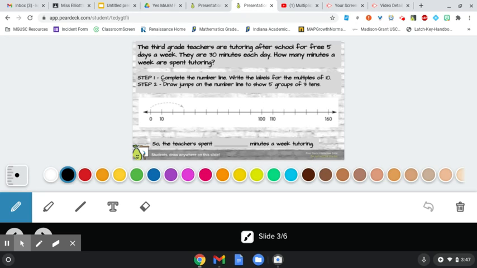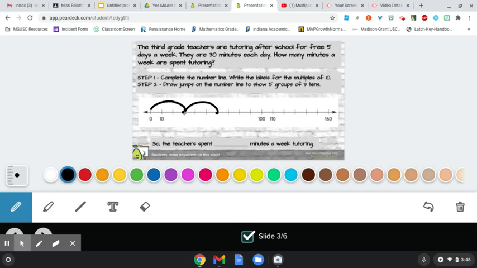Step 1, complete the number line. Write the labels for the multiples of 10. Then it says draw jumps on the number line to show 5 groups of 3 tens. In order to show 5 groups of 3 tens, one group is going to be 3 tens. Oops, that's not right. I'm just making mistakes left and right. I'm going to go 0, 10, 20, and here is 30. So that is one jump. And then I have 3 of those. So I'm going to go 10, 20, 30. There's another group.